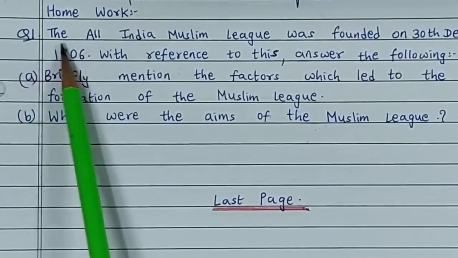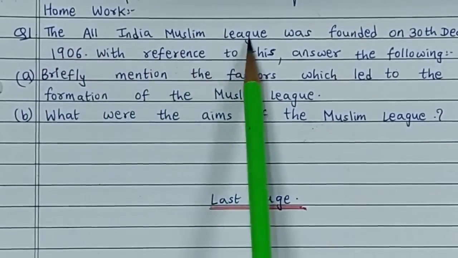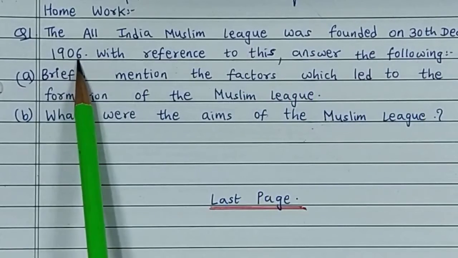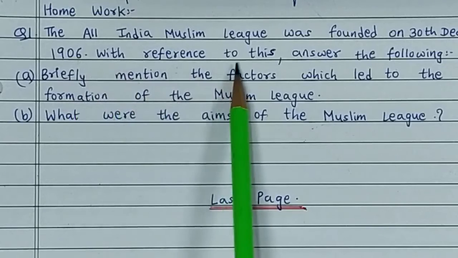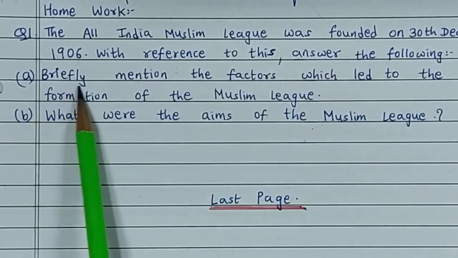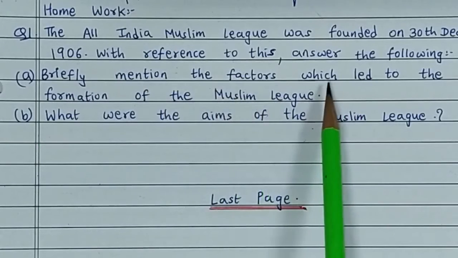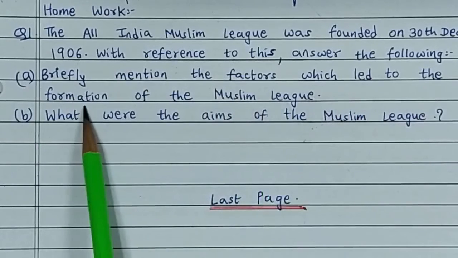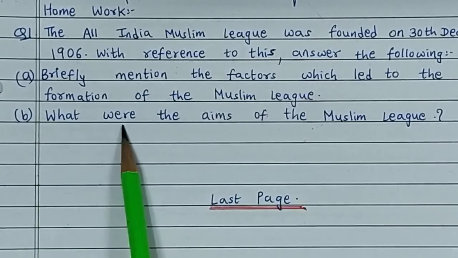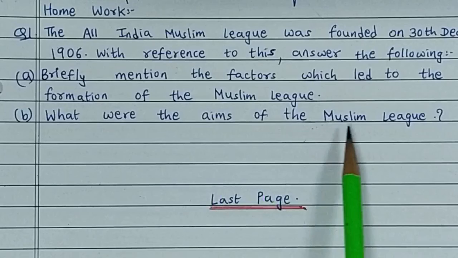Homework. Question 1. The All India Muslim League was founded on 30th December 1906. With reference to this, answer the following. First, briefly mention the factors which led to the formation of the Muslim League. Second, what were the aims of the Muslim League?